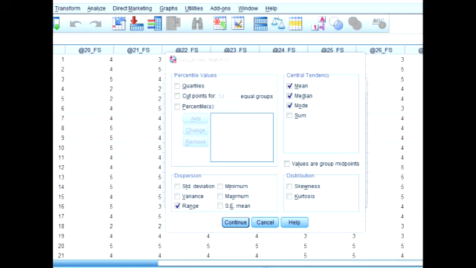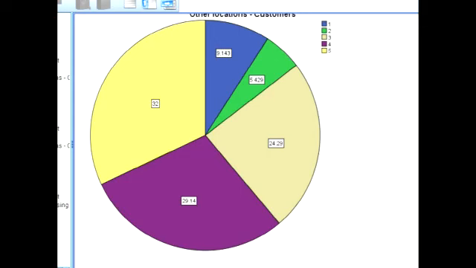Range. The range is a measurable area. It provides us with some indication of how widely spread our data is. It is calculated by subtracting the lowest from the highest value. Displaying data graphically: pie charts, box plots, and histograms.